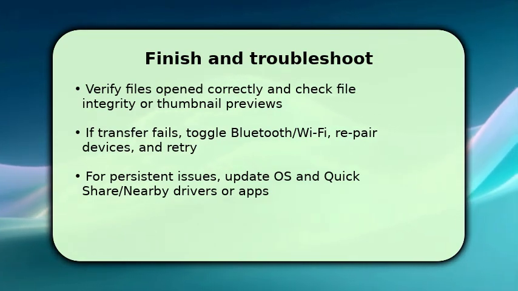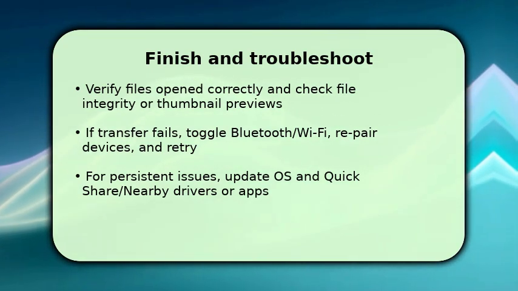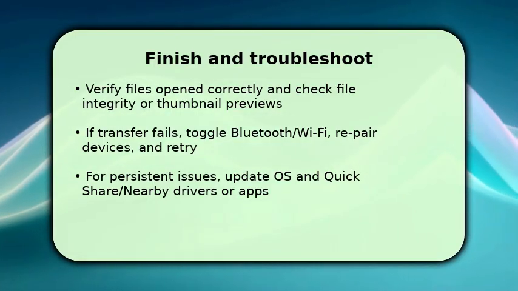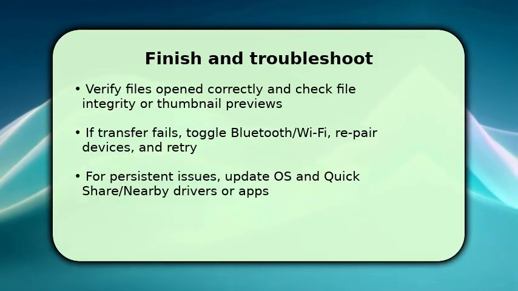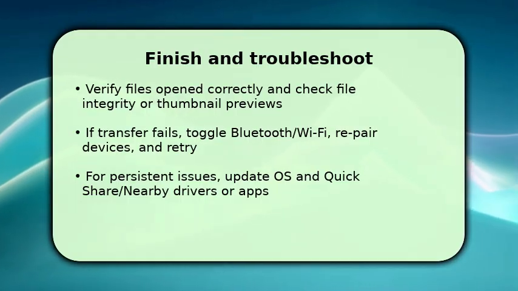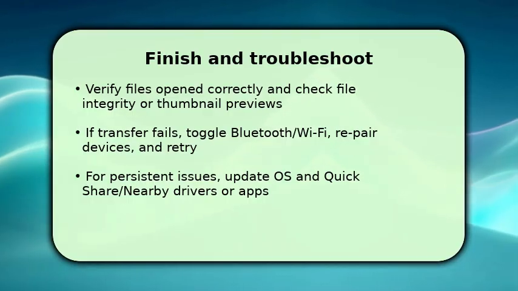If the transfer fails, first toggle Bluetooth and Wi-Fi on both devices and retry. Often repairing solves handshake errors. Make sure both devices are on the latest updates and that power-saving modes aren't blocking background connections. As a key troubleshooting tip, switch visibility to everyone nearby briefly to bypass strict device.